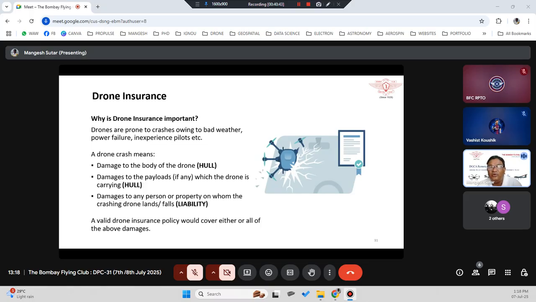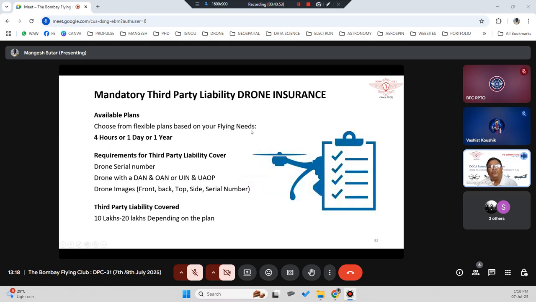So to safeguard yourself, your drone, and the life and property where you are flying, you have to make sure your drone is insured. You have to take third party insurance. You can avail the insurance based on requirement. It can be for 4 hours, 1 day, or 1 year also. So you can talk to the insurance company. Like if I have a project of only 10 days, I will take insurance only for 10 days.